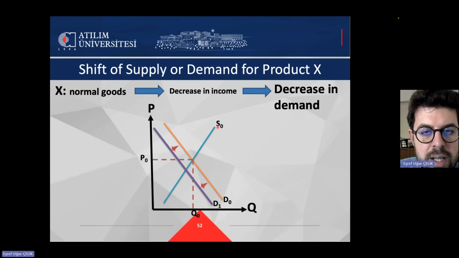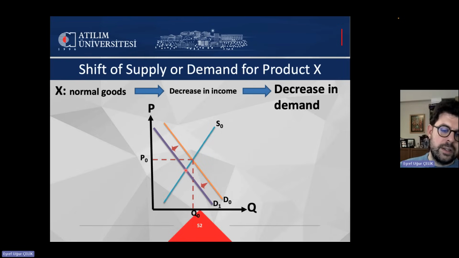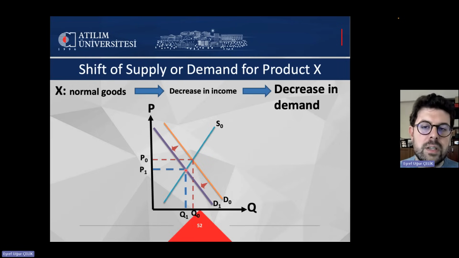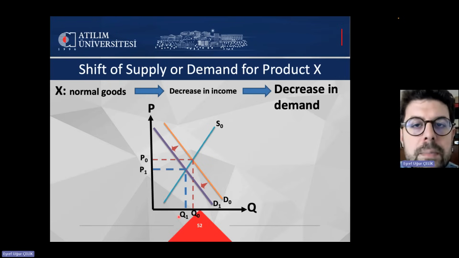There is no change in the supply curve, but there is a change in the demand curve, D0 to D1. So our new intersection point is over here. That is P1 and Q1. What can we see over here? The price becomes lower and quantity becomes lower. So when the demand becomes lower, the price and quantity become lower.